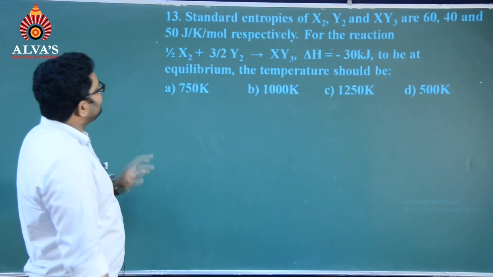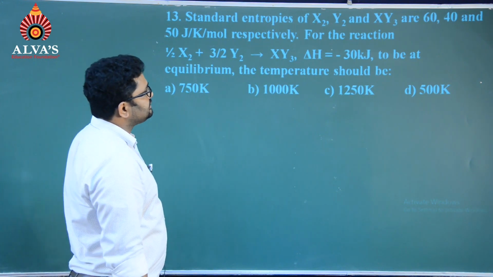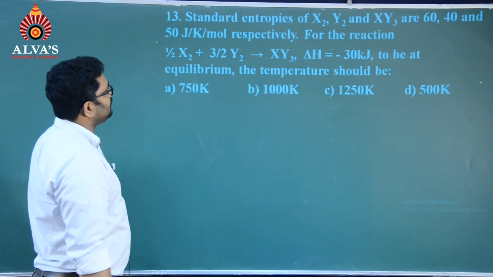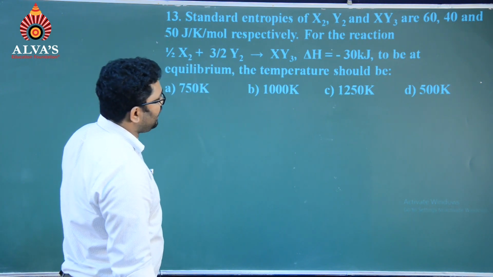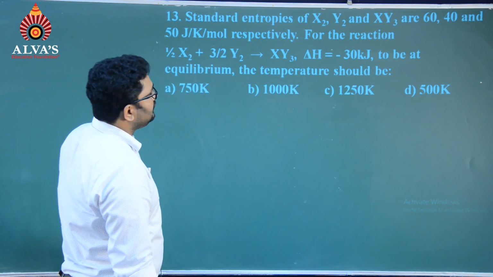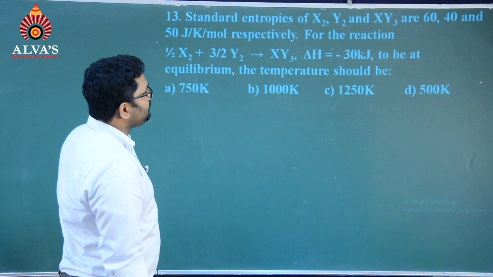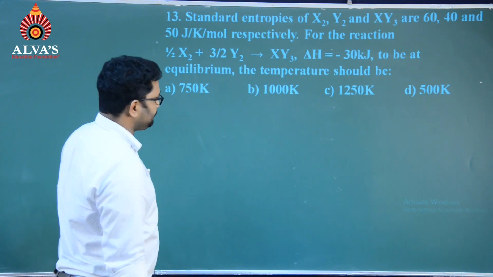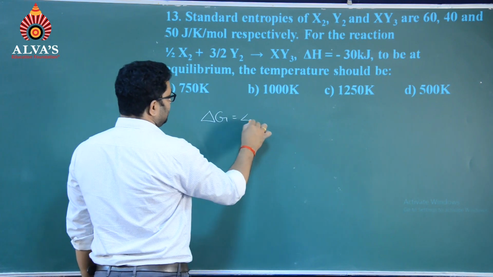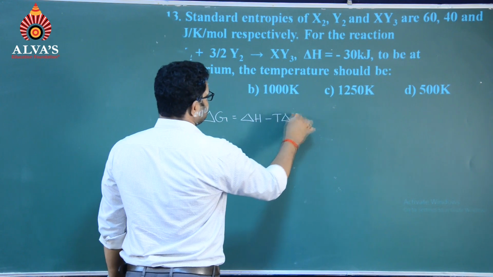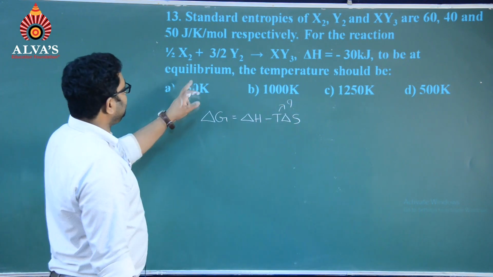Question number 13. Standard entropies of X2, Y2 and XY3 are 60, 40 and 50 joule per Kelvin per mole respectively for the reaction. It is a particular reaction, and delta H we have, that is minus 30 kilojoule per mole, to be at equilibrium. Please note down this point. It is at equilibrium. What is the temperature? Okay. We have Gibbs free energy equation, delta G is nothing but delta H minus T delta S. The question is to calculate what is the value of T when it reaches equilibrium.